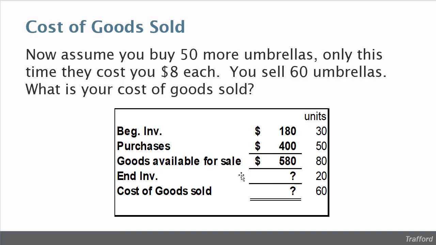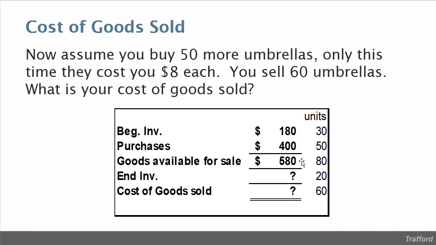So here let's assume we're rolling forward to the next month. Our beginning inventory is those 30 umbrellas that we had on hand at the end of last month that cost $6 each. So our beginning inventory is 30 umbrellas at a total cost of $180. Of course this month we go out and we purchase more umbrellas. We purchase 50 of them. This month, however, the umbrellas are going to cost us, and we'll assume it's an identical umbrella, but those umbrellas that cost us $6 last month now cost $8 each. So our purchases would be 50 times 8, or $400.